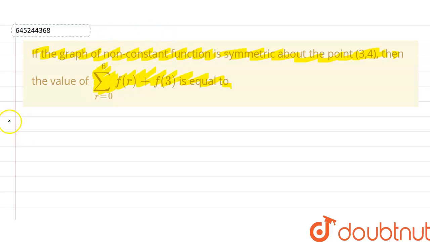Okay, so first of all, this is my solution part here. It says that I have a symmetric function around the point (3, 4). If this is my x and this is my y, we already know that y equals f(x). Since y equals f(x), I can say that f(3) is equal to 4.